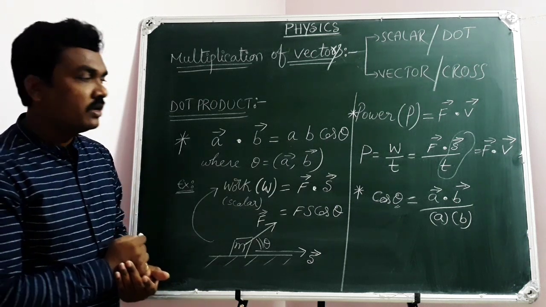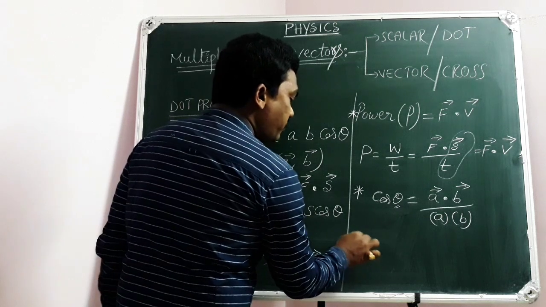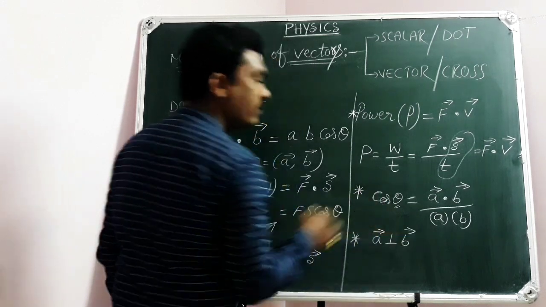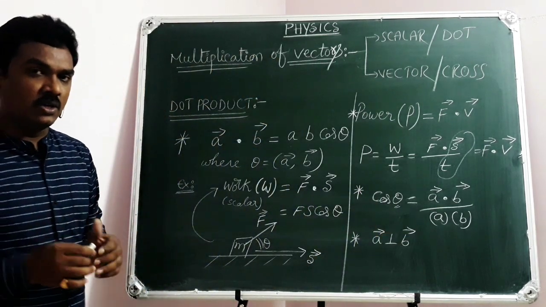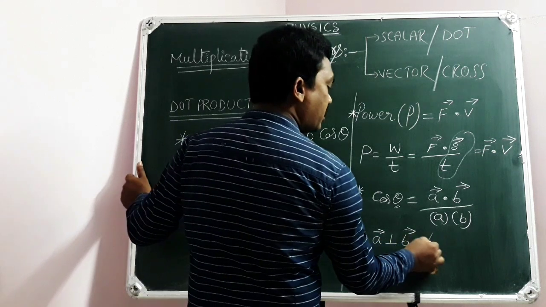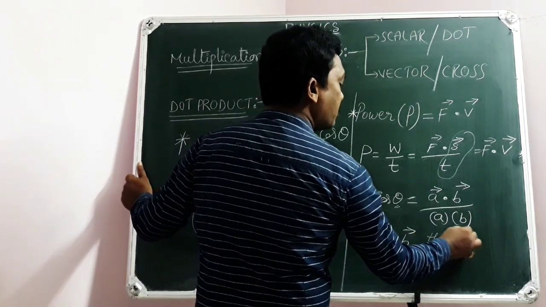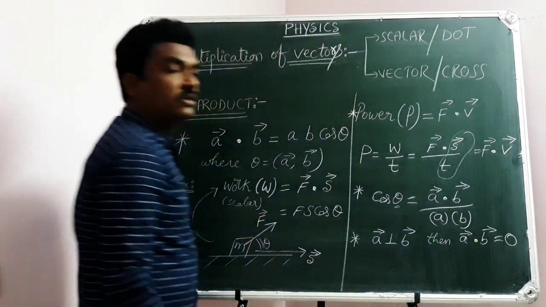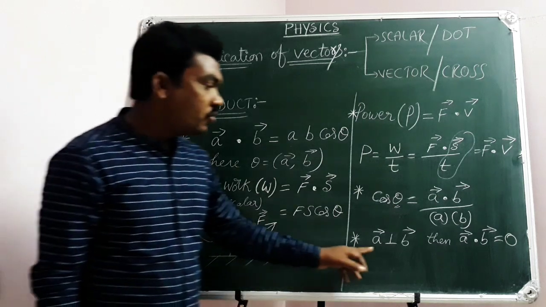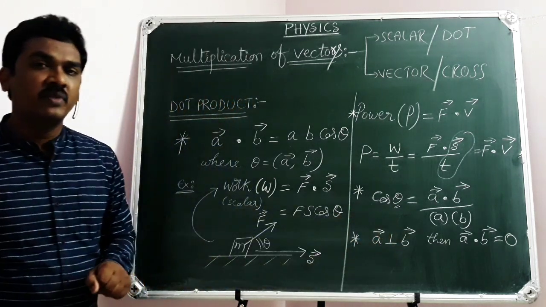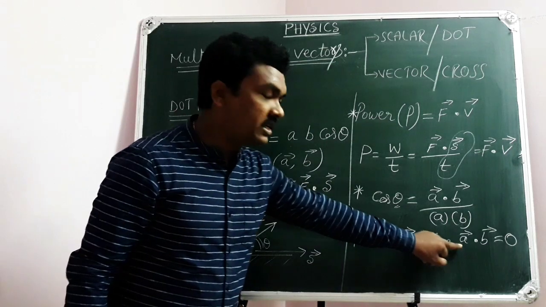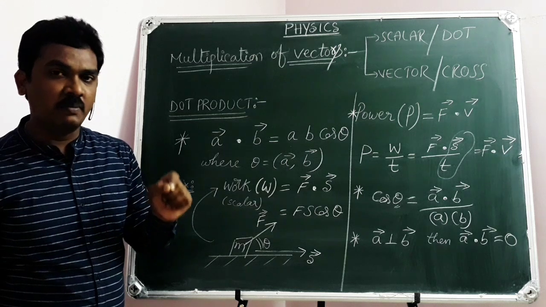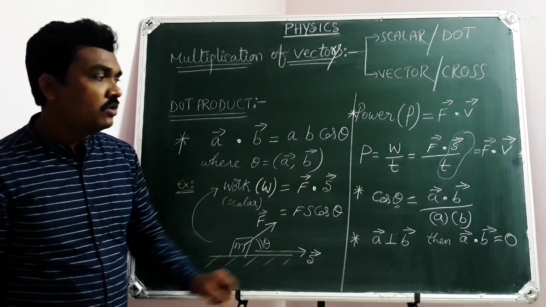In addition to this, if you are talking about any two vectors which are perpendicular, then a bar dot b bar will be equal to 0, because cos 90 degrees equals 0. So if you wish to prove any two vectors are perpendicular, it is enough to prove their dot product is 0. I repeat, when you wish to prove any two vectors are perpendicular, it is enough to prove their dot product is 0.